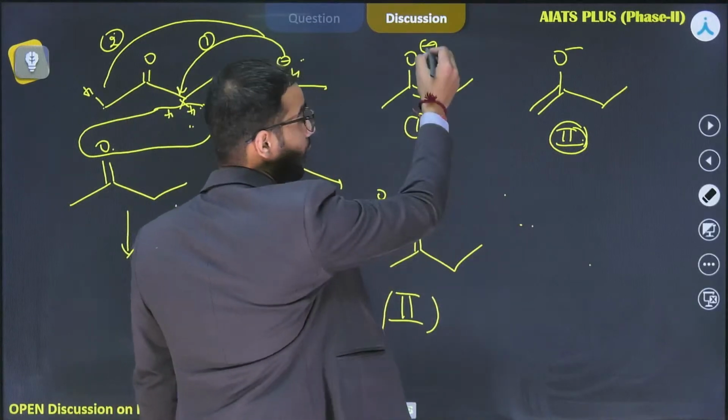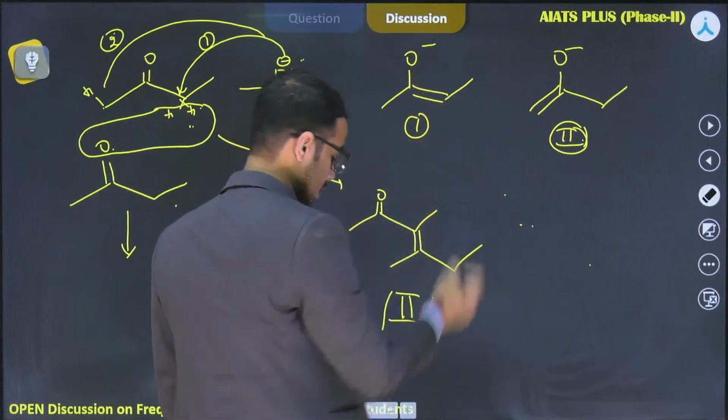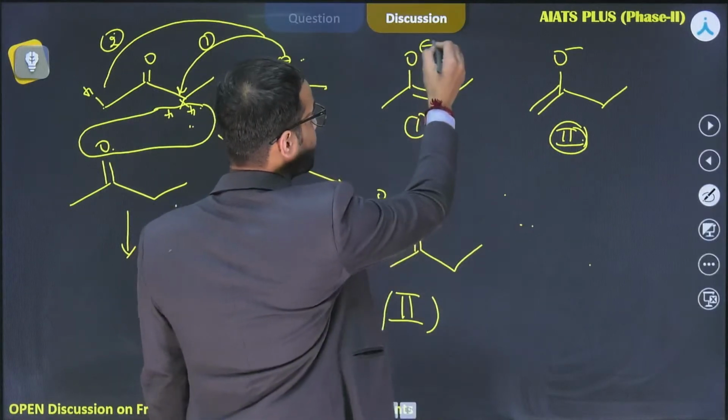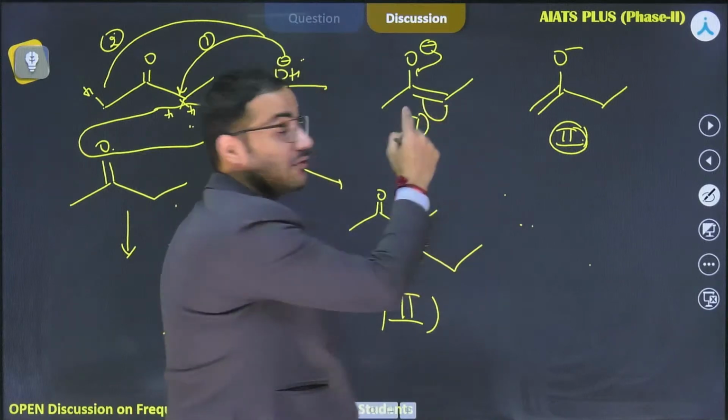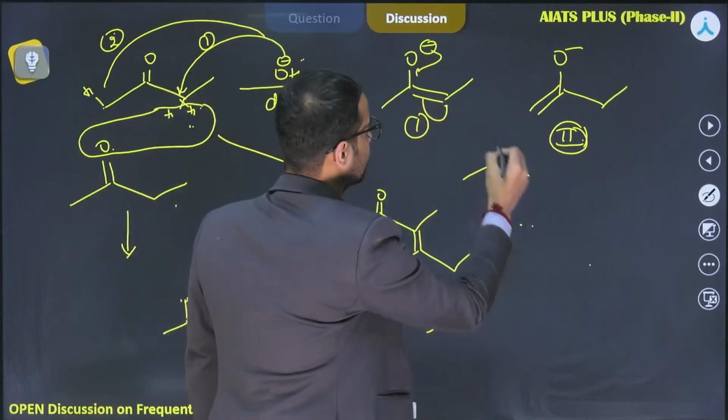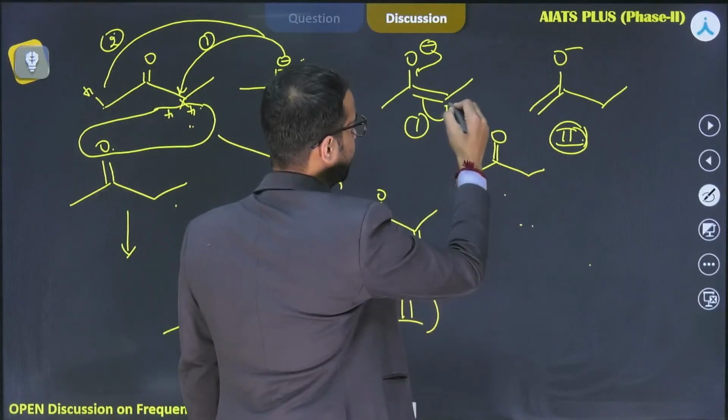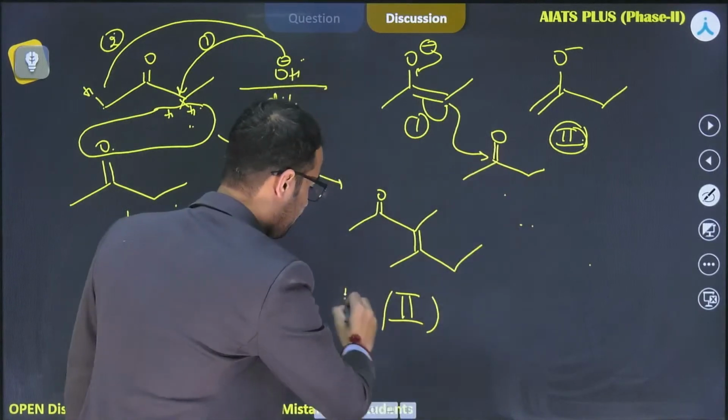So now when this negative charge will come over here, it will create a negative center over here, and it will attack the other carbon and form the product.